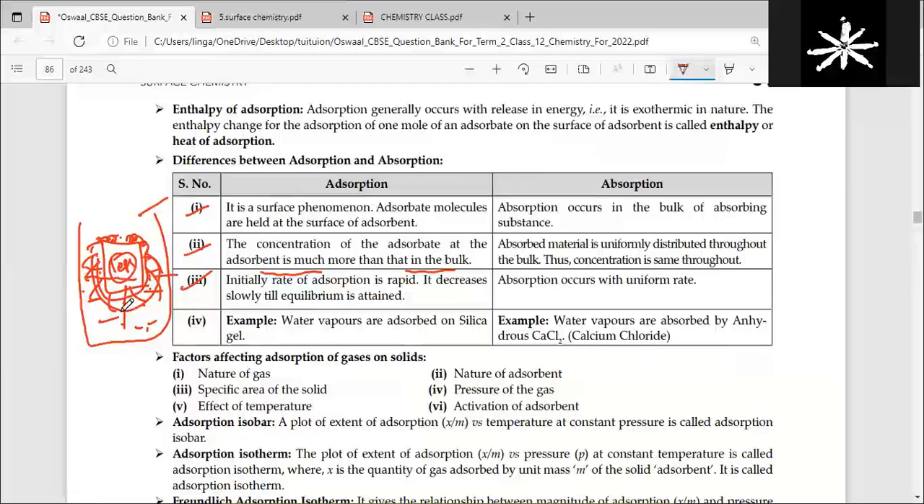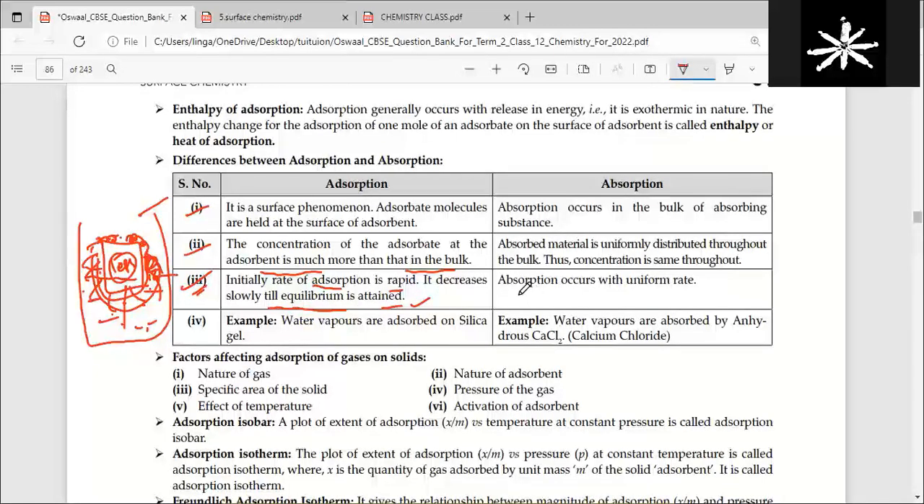So initially completely empty surface is there. That's why the rate of adsorption is more. But while time is passing, the rate of adsorption is decreasing. What is the reason? The surface area is getting over. Is third point clear? Yes, sir. Initially the rate of adsorption is very rapid, but it decreases slowly till equilibrium is attained.